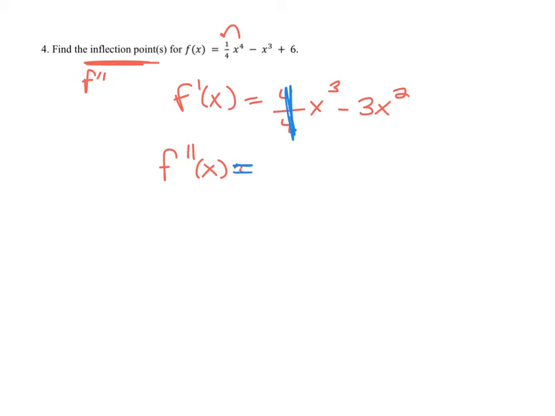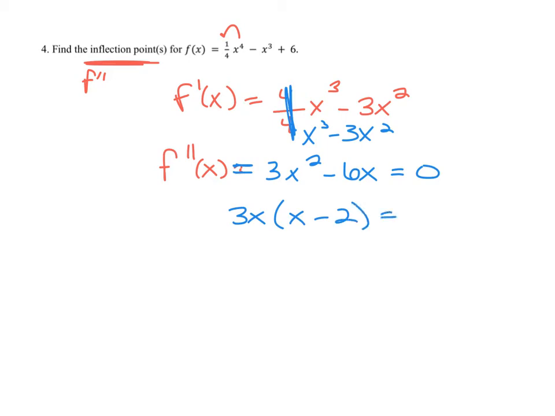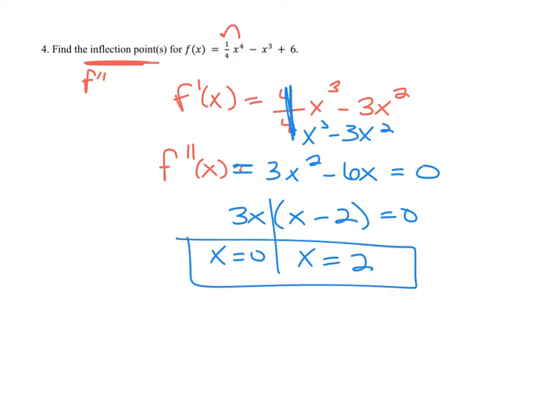But for my second derivative, I'm going to take the derivative of the derivative. So the derivative of the derivative is 3x squared minus 6x. And to find my point of inflection, I'm going to set this equal to 0 and factor. So I'm going to pull out a 3x, and I'm going to be left with x minus 2. So I have a point of inflection at x equals 0 and a point of inflection at x equals 2. So those are where my points of inflection are.